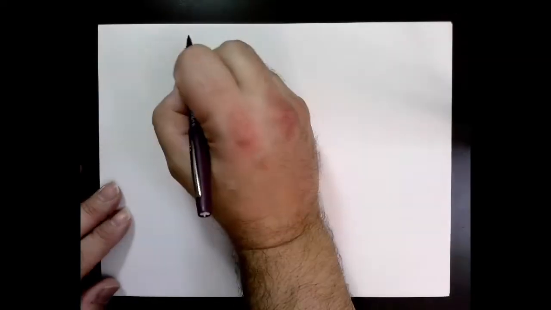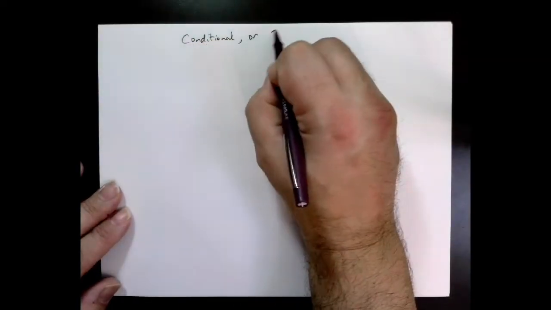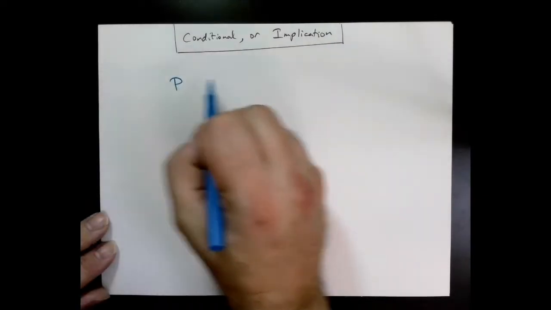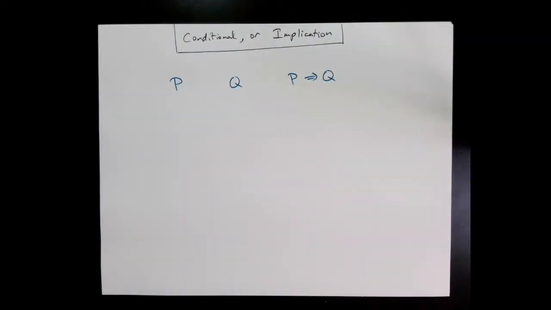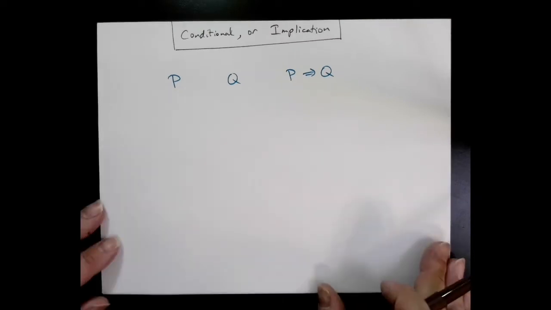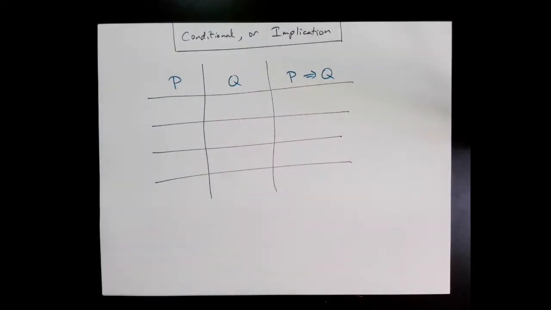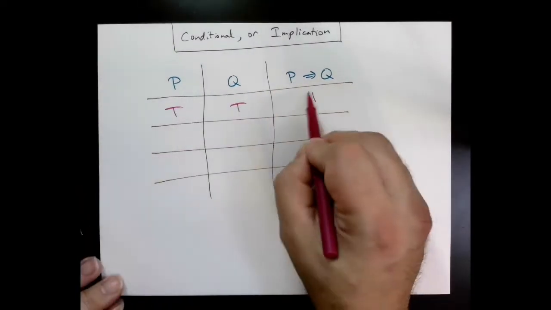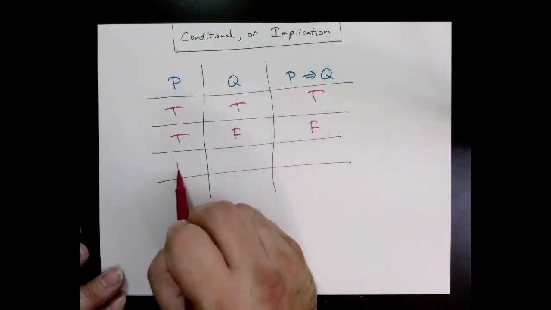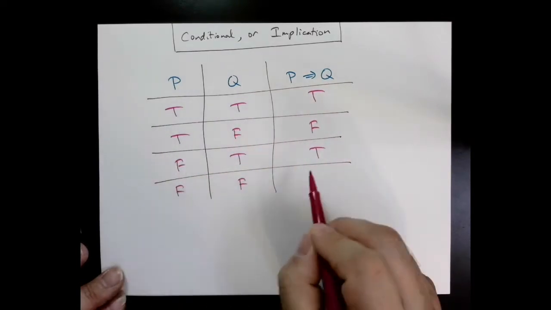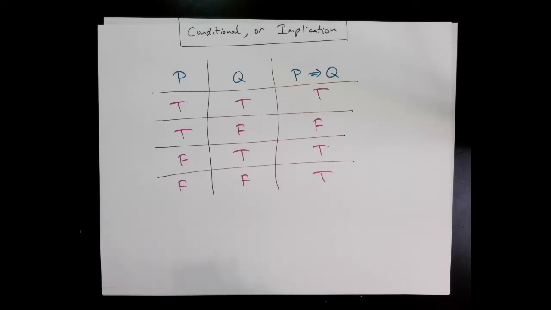Another way that we can combine propositions is by using the conditional or implication. If we want to understand what P implies Q means, we want to think of it in shorthand as if P, then Q. We write out the truth table here, and we define this operation to have the following truth values. It's false only in one particular case of the 4: if P is true and Q is false.